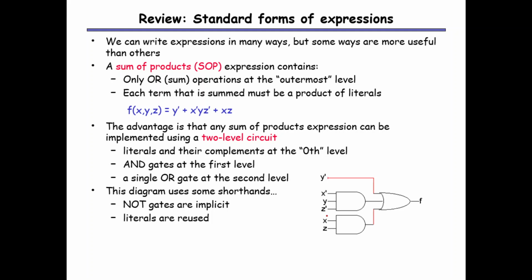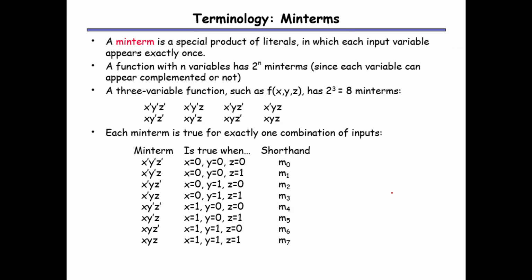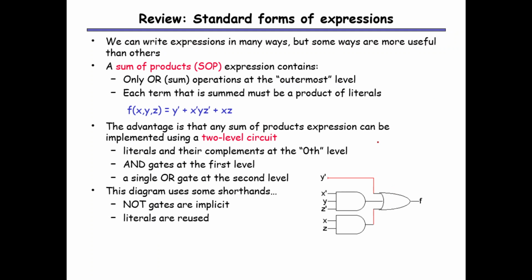As you can see here, y prime goes directly to the OR gate as an input. In the first AND gate we have put the three inputs x prime, y, z prime, and in the second AND gate we have x and z. The function here will be y prime plus x prime y z prime plus x z. It will be the function of this illustration here. Easy.